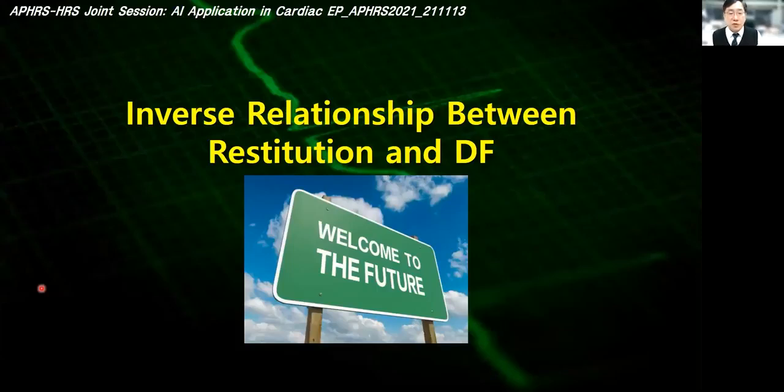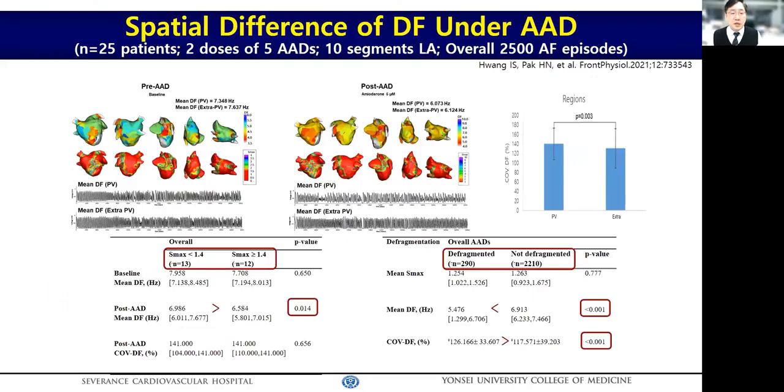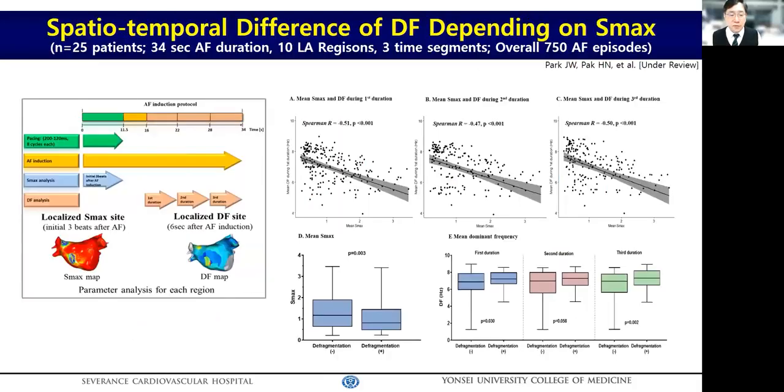Finally, I would like to briefly mention the relationship between restitution Smax and dominant frequency. As a sub-study of a virtual antiarrhythmic drug test, we evaluated spatial difference of the dominant frequency and the antiarrhythmic drug by analyzing 2,500 AF episodes. And the spatial heterogeneity of dominant frequency was higher in pulmonary vein than in extrapulmonary vein under AAD. And post-antiarrhythmic drug DF was higher at low Smax condition and no defragmented condition. These findings suggest dominant frequency at low Smax condition is easier to maintain atrial fibrillation.